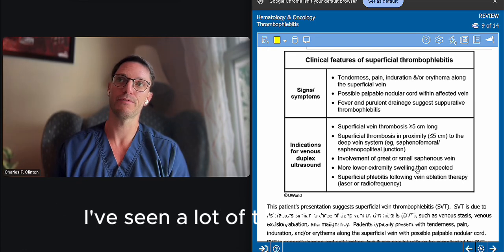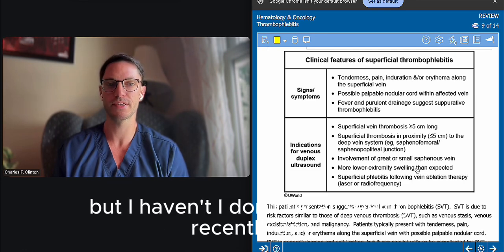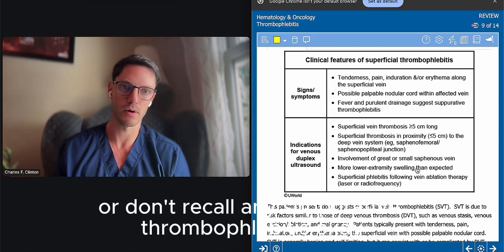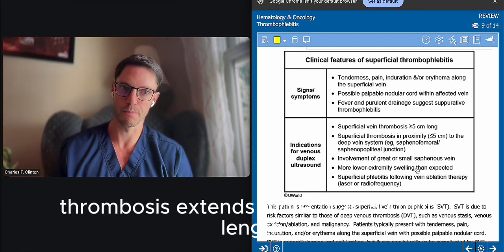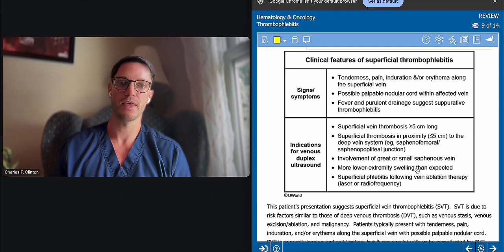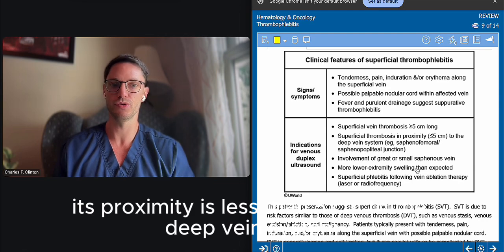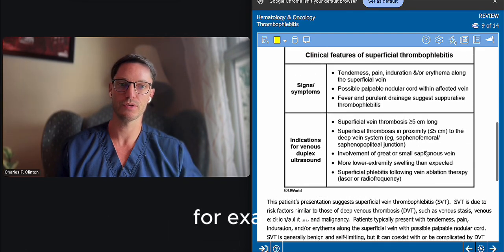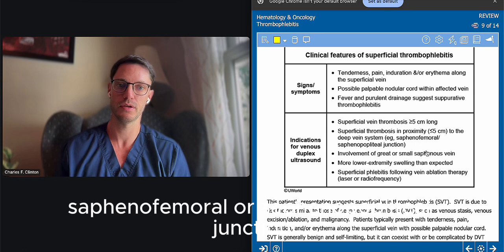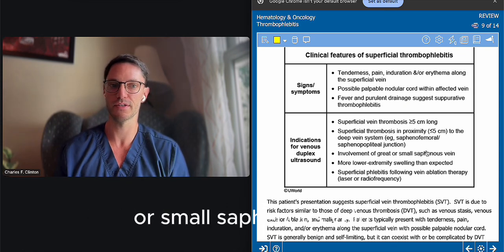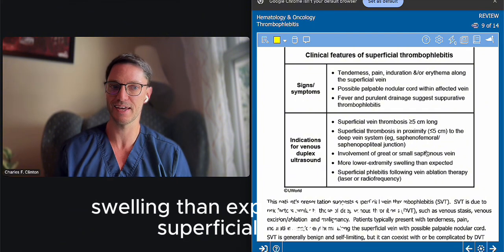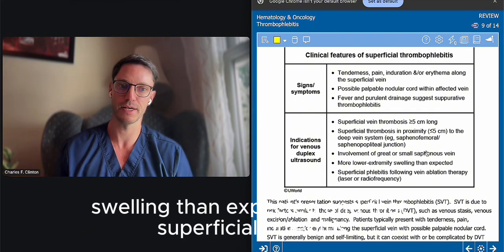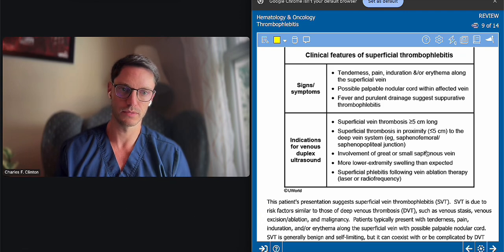So I've seen a lot of thrombophlebitis, but I don't recall seeing any suppurative thrombophlebitis recently. Okay. So what are the indications for venous duplex ultrasound? That the superficial vein thrombosis extends more than 5 centimeters in length, that its proximity is less than 5 centimeters to the deep vein system, for example, the saphenofemoral or saphenopopliteal junction, that there is involvement of the great or small saphenous vein, that there is more lower extremity swelling than expected, and superficial phlebitis following vein ablation therapy, laser or radiofrequency.